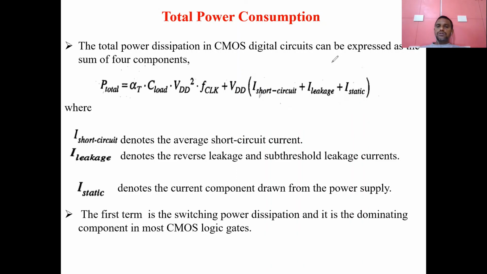Under this, what we have discussed is the reduction of switching power consumption. Next is short circuit power consumption, and next is the leakage power consumption. Under leakage power consumption, we have seen the subthreshold current and the reverse leakage current contribution to the leakage power consumption, and the final one is static power consumption. And here we have the total power consumption equation, right?